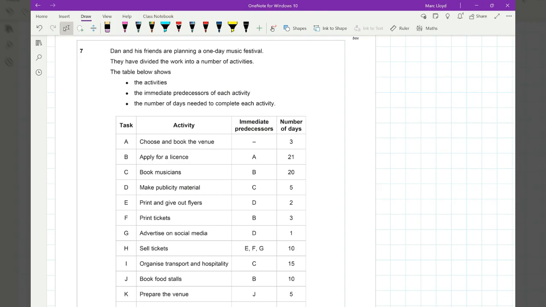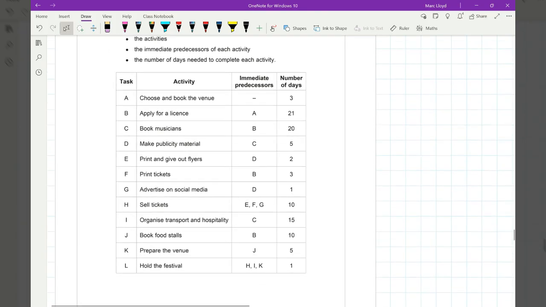So Dan and his friends are planning a one-day music festival. They have divided the work into a number of activities. The table below shows the activities, the immediate predecessors of each activity, and the number of days needed to complete each activity. So we've got it all below.